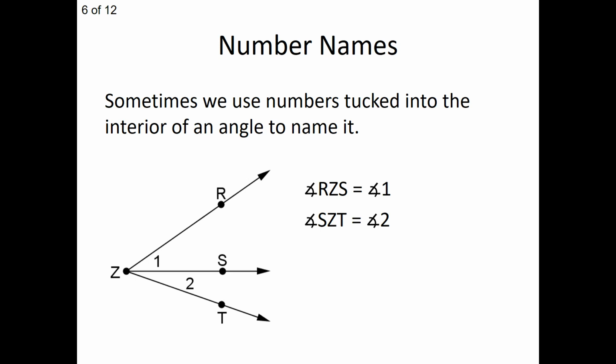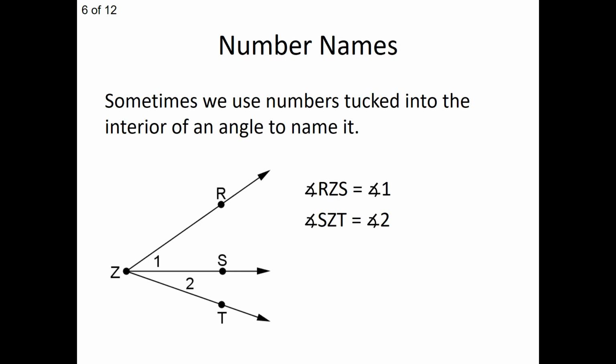So there you will see some cases where angles will be labeled with a number instead of using the three-letter name. If you see an example below, we actually have two angles here, RZS and TZS. These two angles have a number tucked into the mouth of them. So angle 1 is the same as if I was looking at angle RZS, and angle 2 is the same as if I was looking at angle SZT.